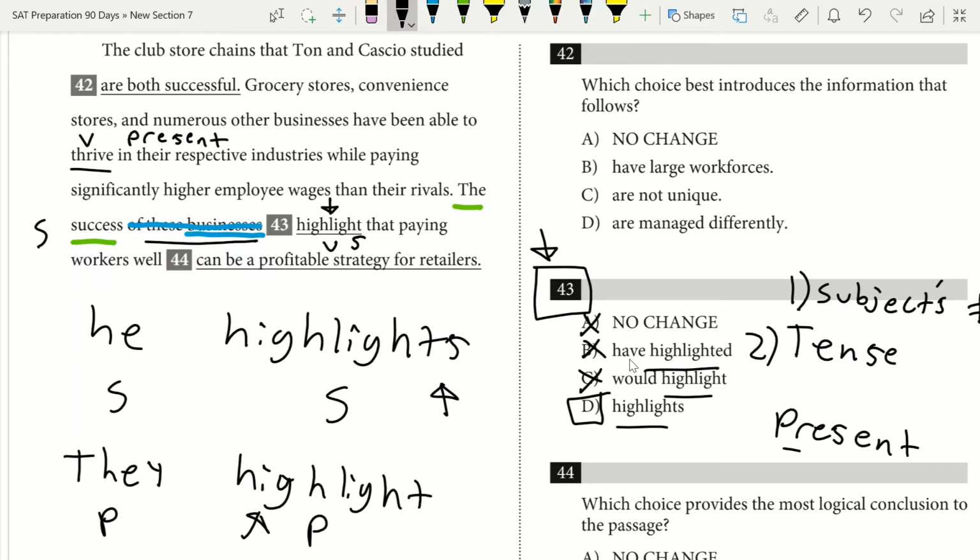And then the other thing that can trip you up is if you're not crossing out these prepositional phrases. When you're determining the subject, you want to cross out prepositional phrases. Things that indicate a prepositional phrase would be a word like of. Okay, when we see of these businesses right next to our subject, the success, we want to make sure that we're ignoring that prepositional phrase. So hopefully that was helpful.